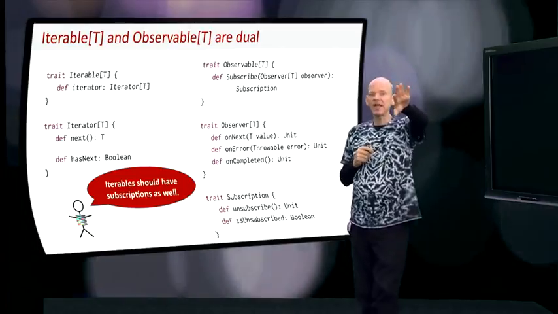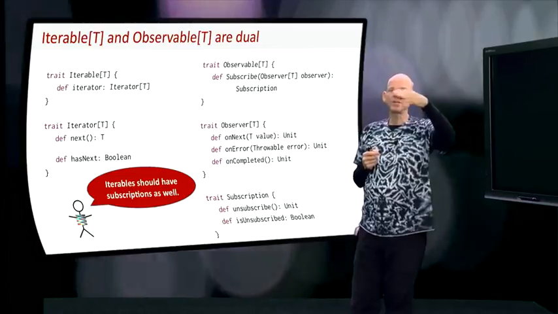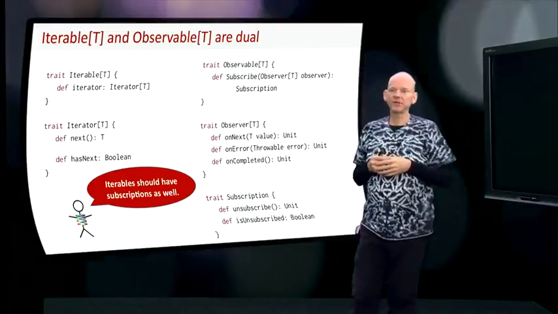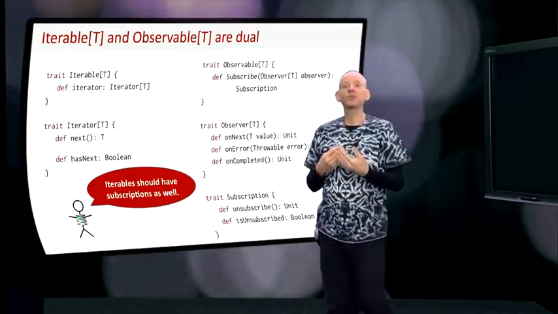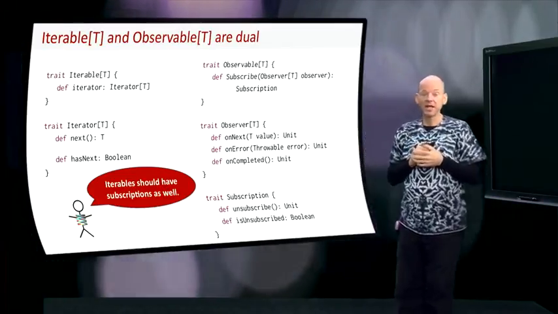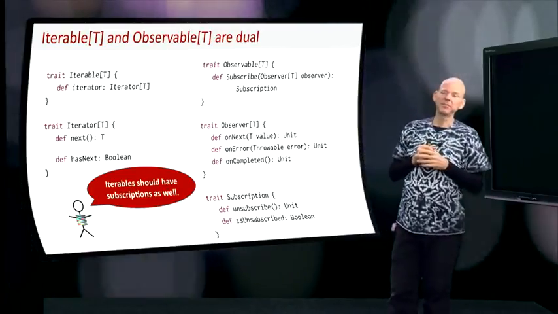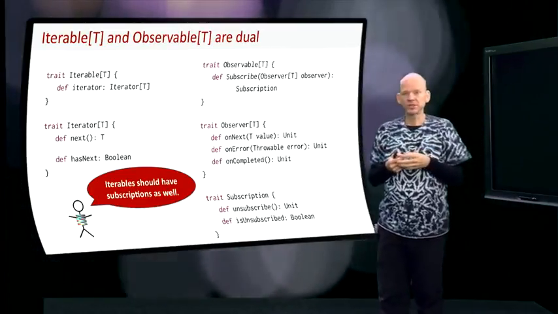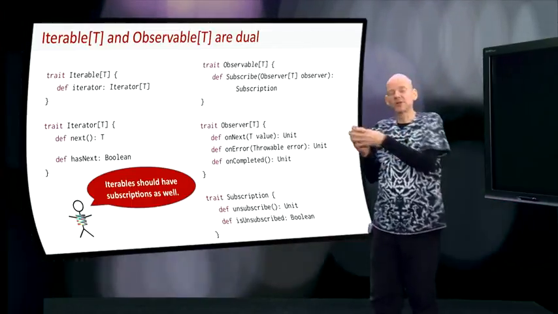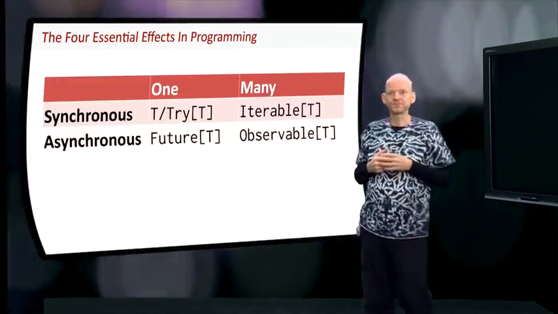Now, in .NET and in other languages, the iterators also have a notion of subscription. Because if you're iterating over a collection, the consumer might want to tell the producer, I'm not interested in any more values. And in that case, it's handy that the iterable and iterator traits also have a notion of subscription. But in Scala and in Java, that's not the case. But if you look in Dart or C#, there it is the case.